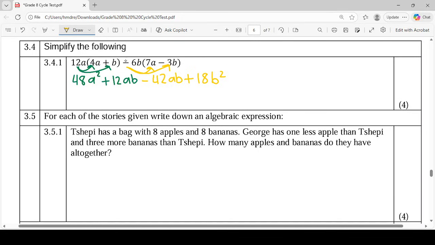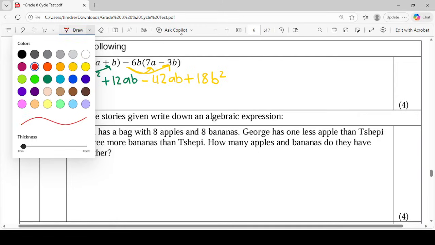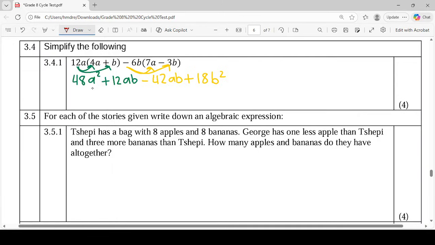Here, they were really trying to trick you with this minus. So they just want to make sure that you multiplied with the minus. That's why this one is minus 6 times 7 is minus 42. Minus 6 times minus 3 makes positive 18. And then we just got to simplify where we can. So in this case, the a squared, there's no other a squared term. So we have to leave it like that, 48a squared.